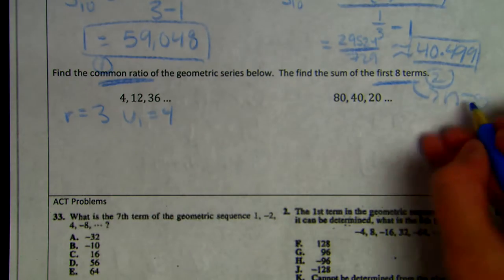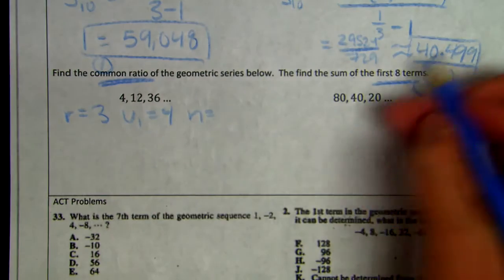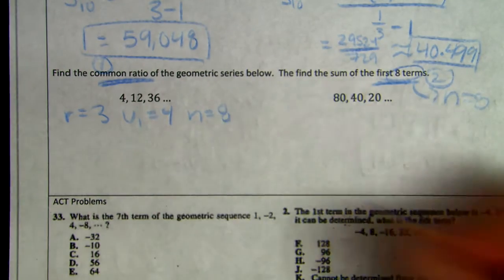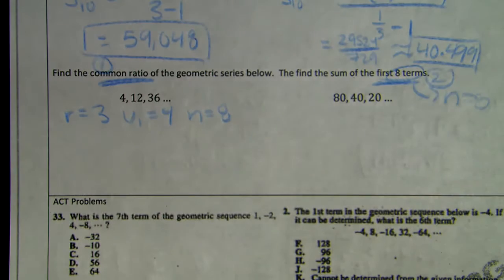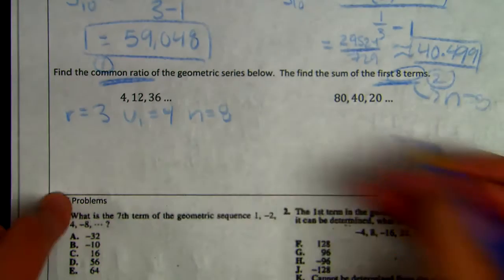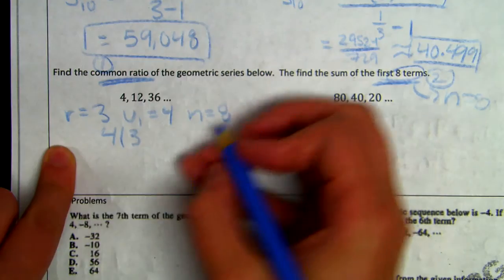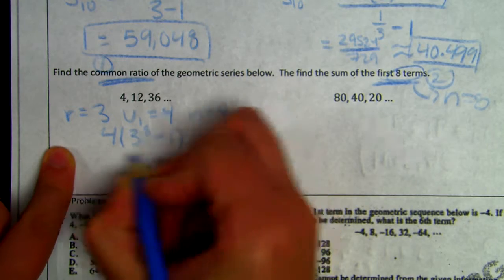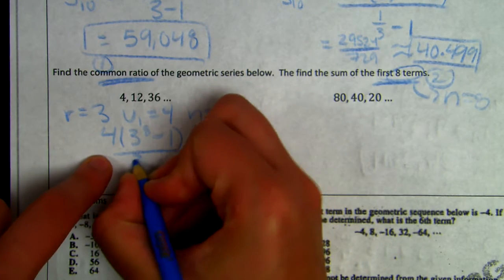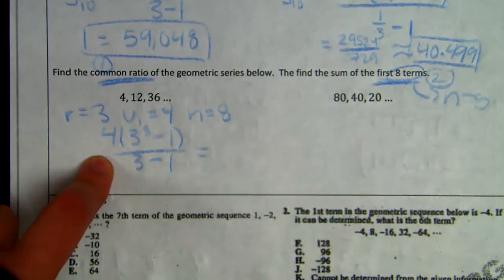My first term is 4. What else am I missing? Oh, my n. So I'm looking for the sum of the first 8 terms, so my n is going to be 8. I use the formula at the top of my sheet because I am finding the sum of the first 8 terms. So I have u1, which is 4, times r, which is 3, to the n, which is 8, minus 1, over r, which is 3, minus 1.